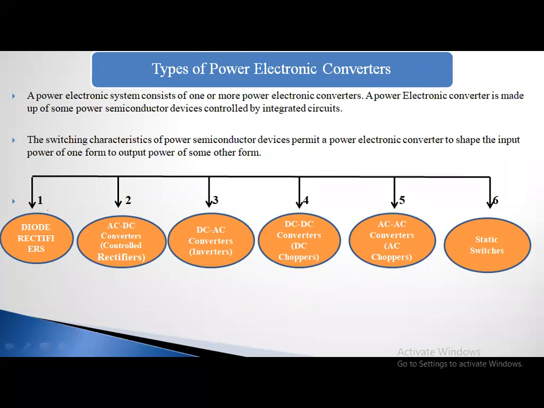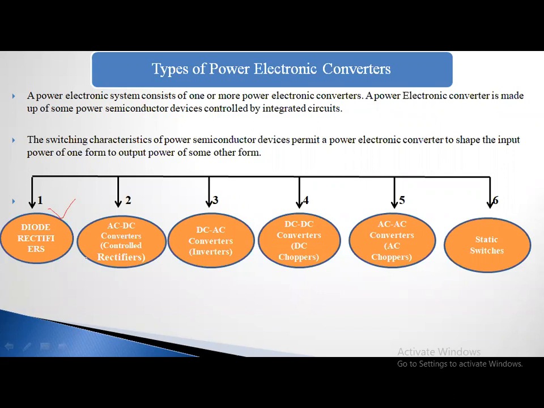First one is the diode rectifiers. I think we have studied in the EDC subject. Single phase half wave diode rectifier, single phase full wave diode rectifier. Is it clear? So the first classification of the power electronic modulator is diode rectifier, and the second classification is the AC to DC controlled rectifier, that is the phase controlled rectifier. Second classification is phase controlled rectifiers, that is AC to DC converters.